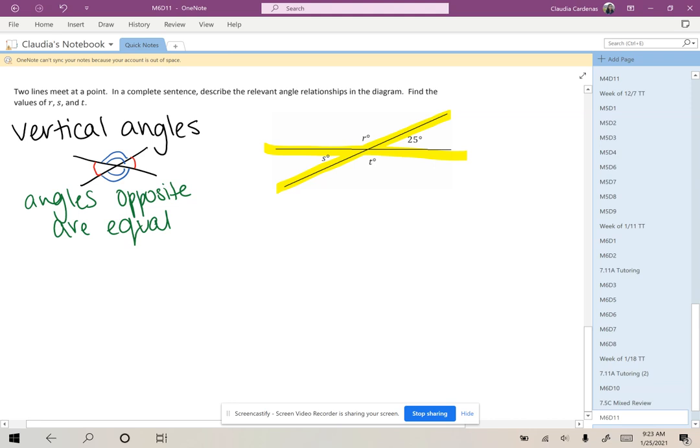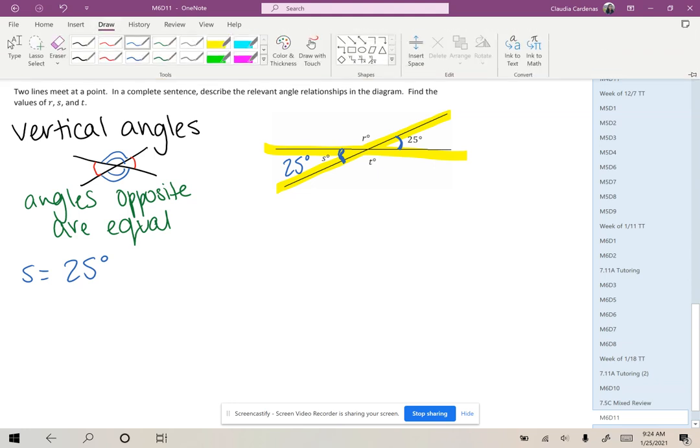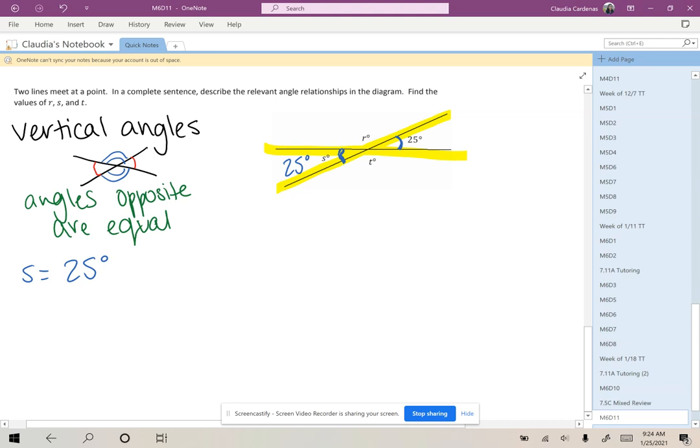Well, I see that we are trying to find angle S, but the angle exactly opposite to it is 25 degrees. That means angle S is also 25 degrees. So angle S is 25 degrees. Why? Because it is a vertical angle, so the angle opposite has the same value. So 25 degrees on the right, and S is 25 degrees on the left. Awesome.